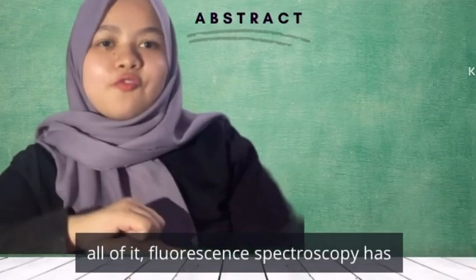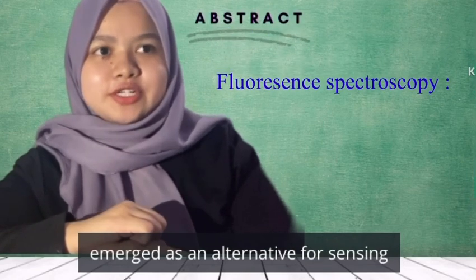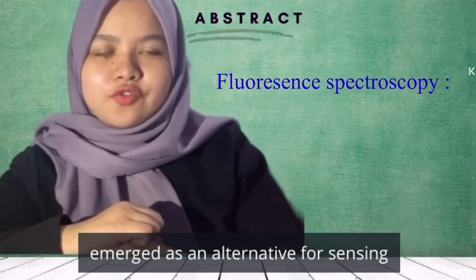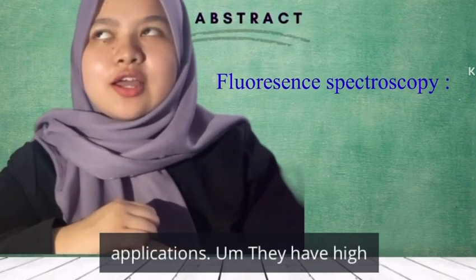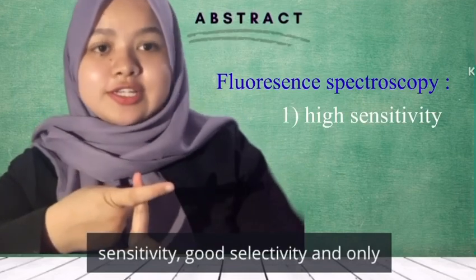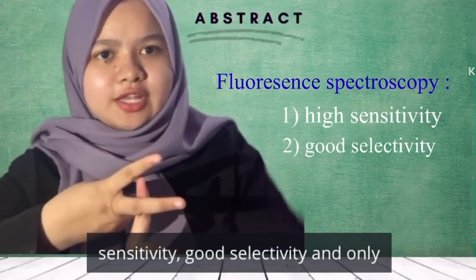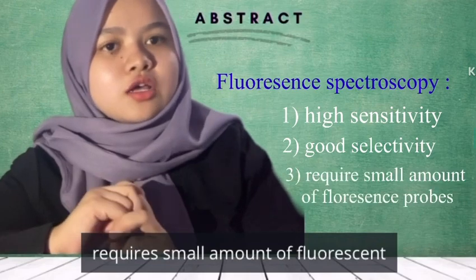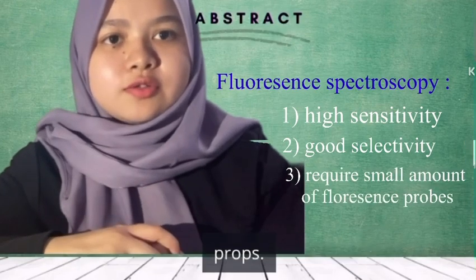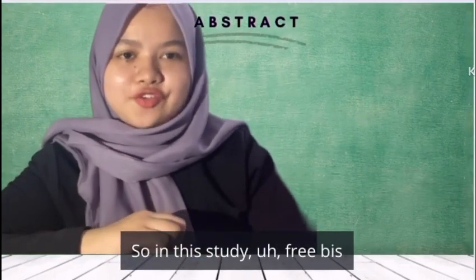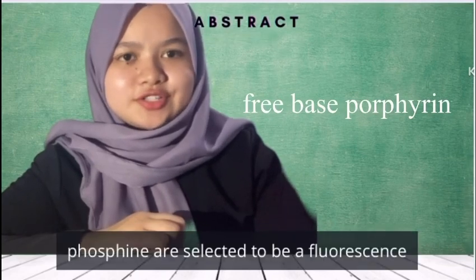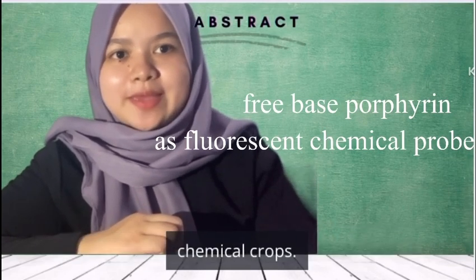Fluorescence spectroscopy has emerged as an alternative for sensing applications. It has high sensitivity, good selectivity, and only requires a small amount of fluorescence probe. So in this study, free-base porphyrin is selected to be a fluorescence chemical probe.